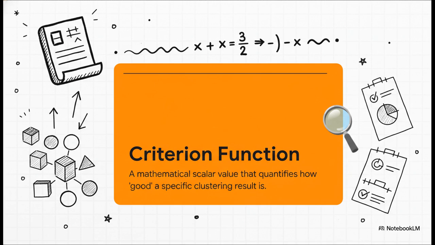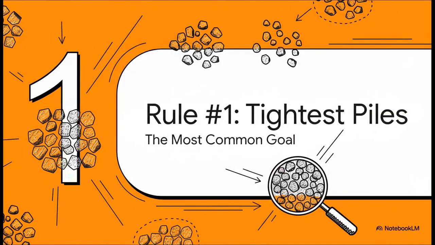It's basically a math formula that gives a score to any arrangement you make, telling the algorithm exactly what a good pile of blocks or a good cluster of data is supposed to look like. So what's the most common rule in that book? You know, the first one most people reach for. It's pretty straightforward, actually. Make the tightest, most compact piles you possibly can.